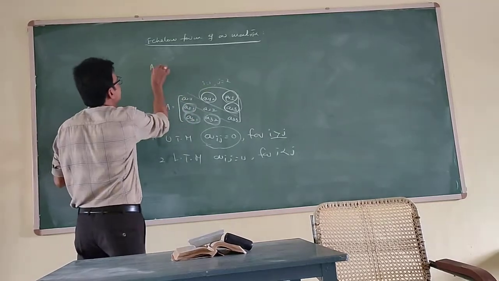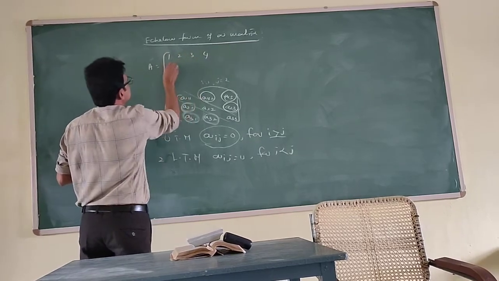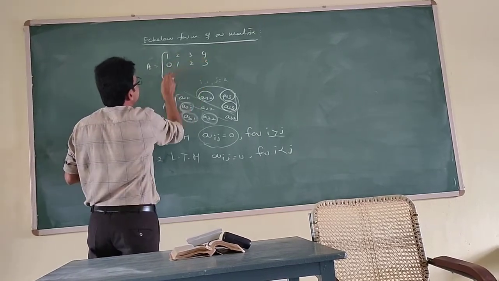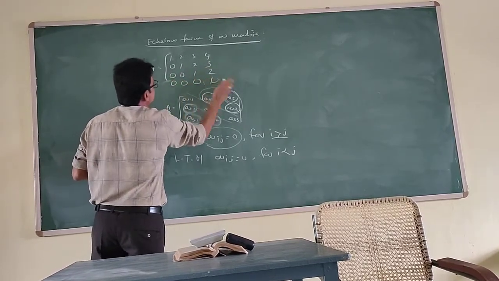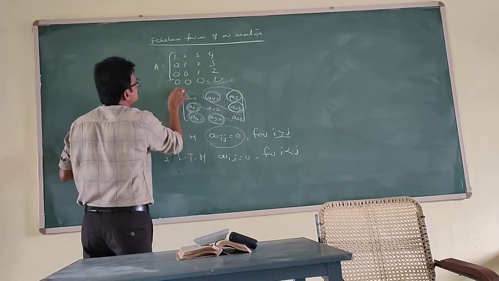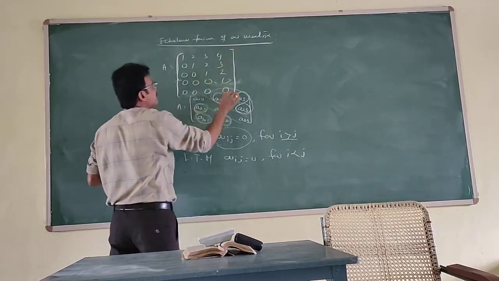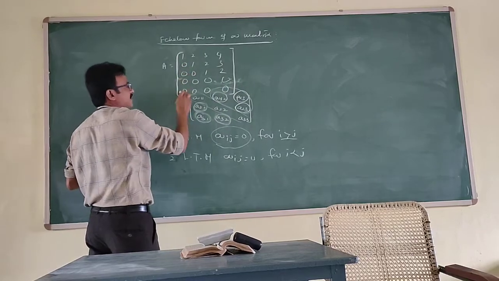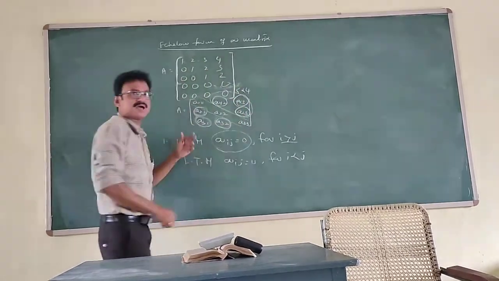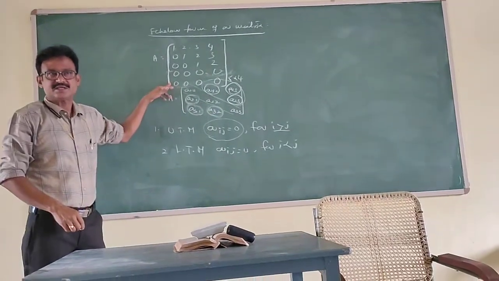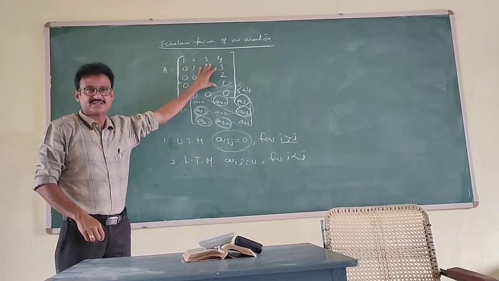Suppose, for example, A is equal to the matrix with rows 1, 2, 3, 4; 0, 1, 2, 3; 0, 0, 1, 2; 0, 0, 0, 0; 0, 0, 0, 0. So here A is a matrix of 5 rows and 4 columns, a 5 by 4 matrix. It is in the form of an echelon matrix.